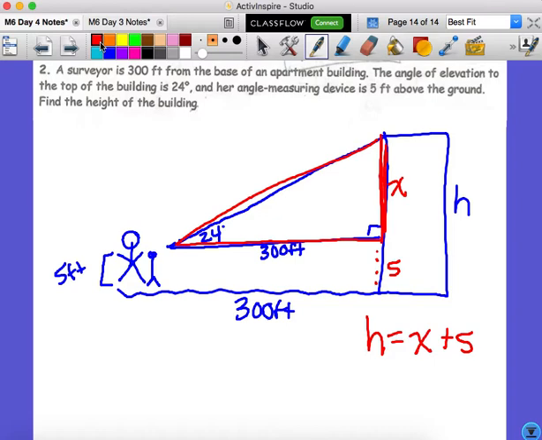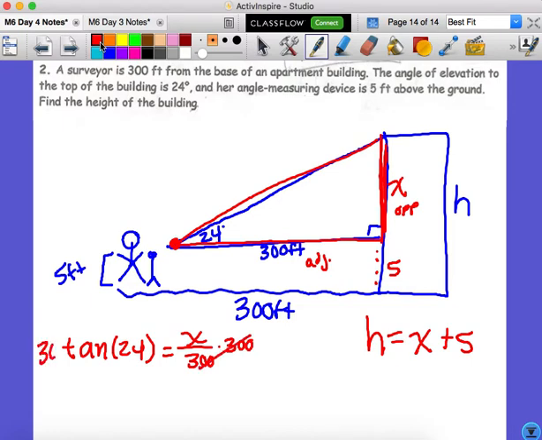So I'm going to come off to the side. I'm looking from a viewing angle of 24. This is the opposite and the adjacent. So opposite and adjacent is the tangent ratio. Tangent of 24 should equal x over 300. Since x is being divided by 300, I'm going to multiply by 300 on both sides. So 300 times the tangent of 24 tells us that x is approximately 133.6 feet.